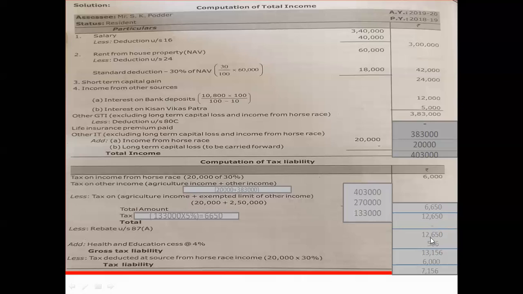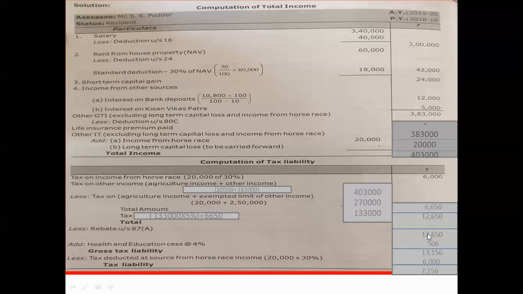So balance amount 2,12,650. And we need to check whether he is liable or eligible for surcharge. So surcharge condition: up to 50 lakh 10% and above 1 crore 15% will be the surcharge. Now the income is less than 50 lakhs, so no surcharge will be applicable. And last one, we need to add the health and education cess at 4%.